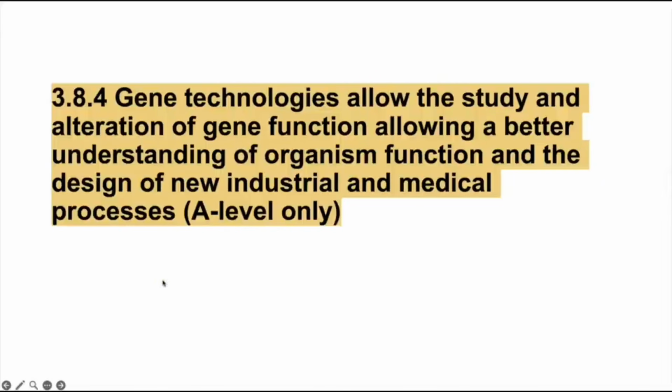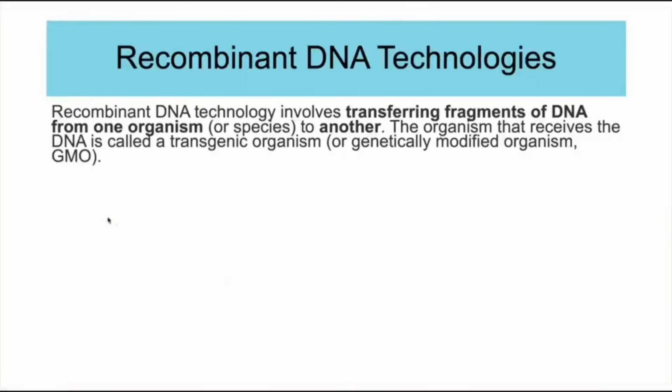We then move on to 3.8.4, gene technologies, and I mean the title goes on, but it's basically what we all call gene technologies. So gene technologies involves recombinant DNA. And recombinant DNA means you're transferring fragments of DNA from one organism or one species into another organism's DNA or another species' DNA. The organism that receives the DNA is called a transgenic organism or genetically modified.